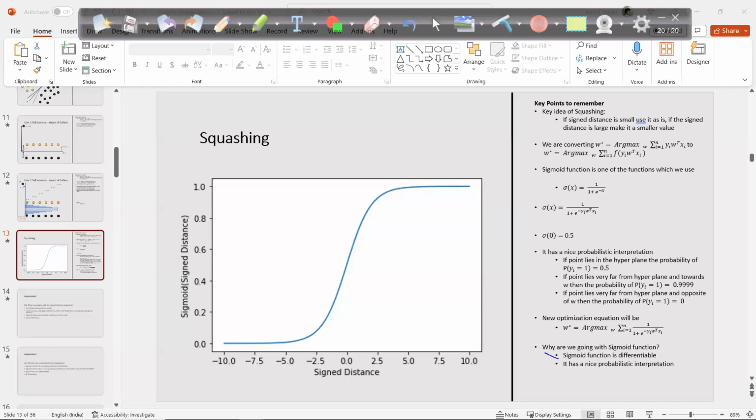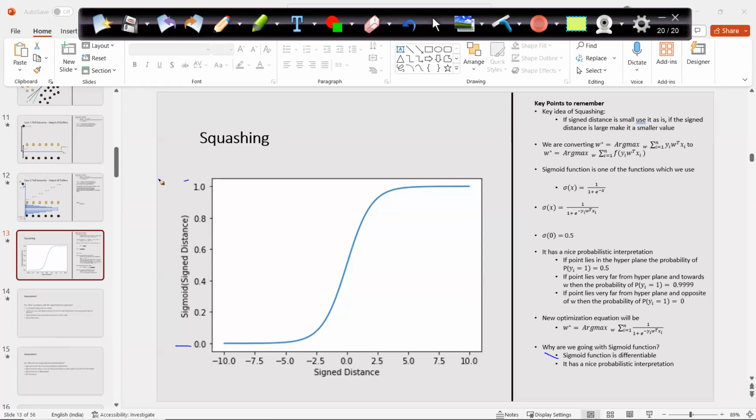Now, what does that mean? It means that the values of the sigmoid function vary from 0 to 1. So suppose there is a plane pi and one point is present here in the direction of W. The distance is very far. So the chances of this point being a positive point, the probability, is very high. So when your distance is very high positive, the probability of success is 1.